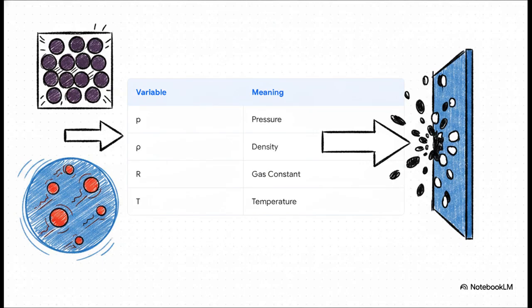The perfect gas law, P equals rho RT. I want you to look at this not as a dry math equation, but as a physical story. Pressure equals density times a gas constant times temperature. The intuition here is incredibly simple. If you pack molecules tighter together, meaning higher density, or you make them rattle faster, meaning higher temperature, they are going to violently strike the surfaces around them much, much harder, and that directly increases the pressure.